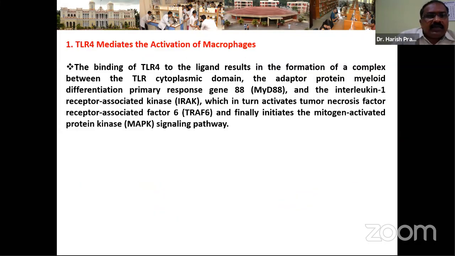For example, TLR4. This is how the interaction happens whenever there is binding. There is a formation of a complex, especially with the cytoplasmic domain. This complex forms with the adapter protein MyD88 as well as interleukin receptor-associated kinase, and this in turn activates TRAF and finally initiates the protein kinase signaling pathway. This is how the signal cascade happens whenever a polysaccharide is a ligand for TLR4.